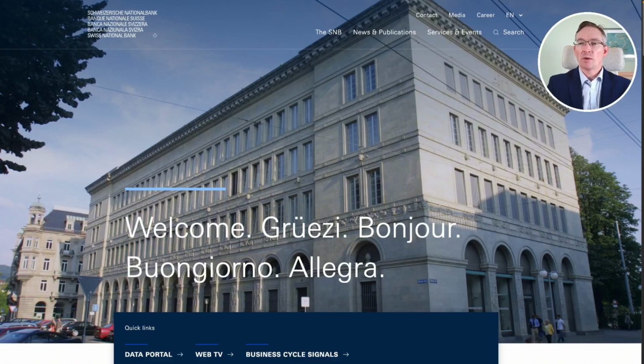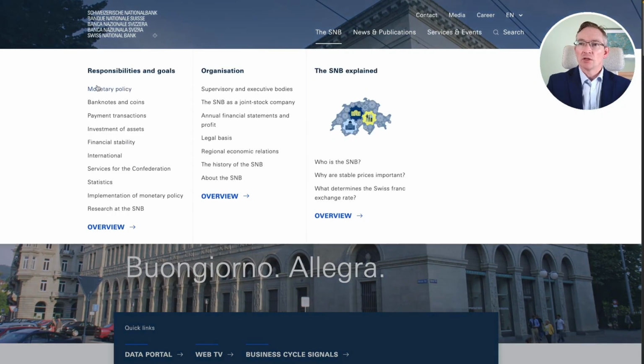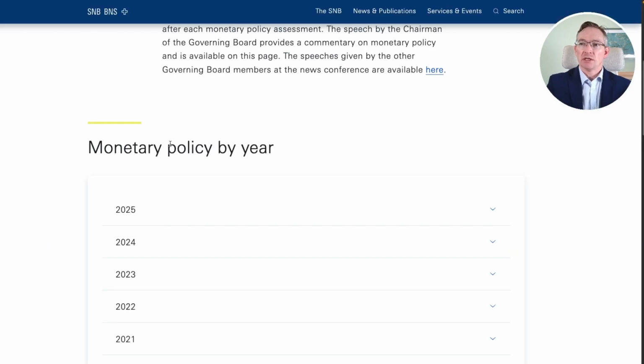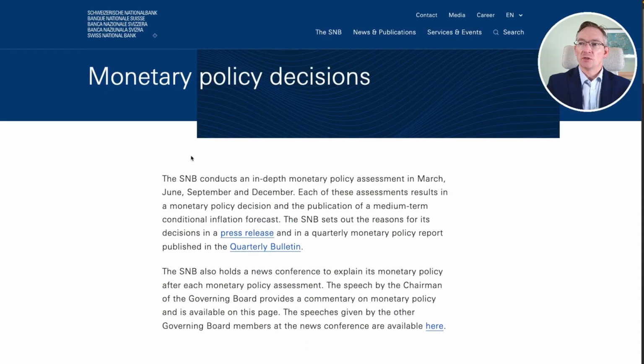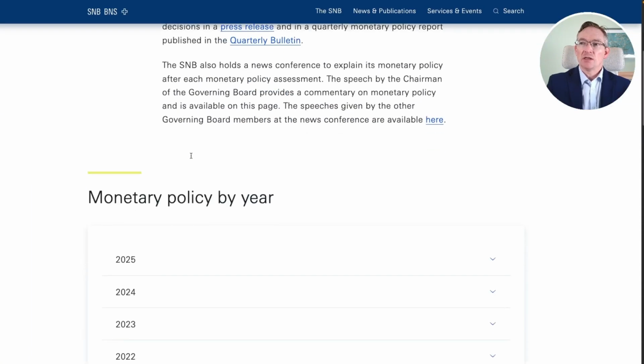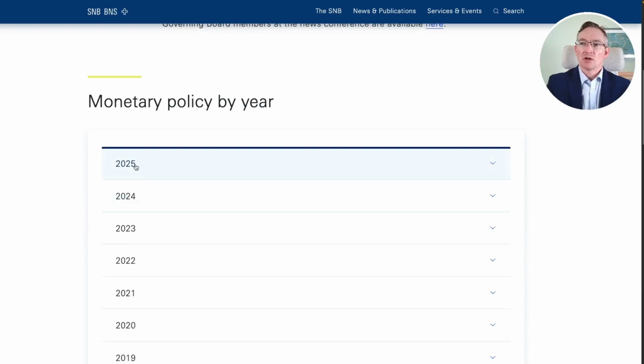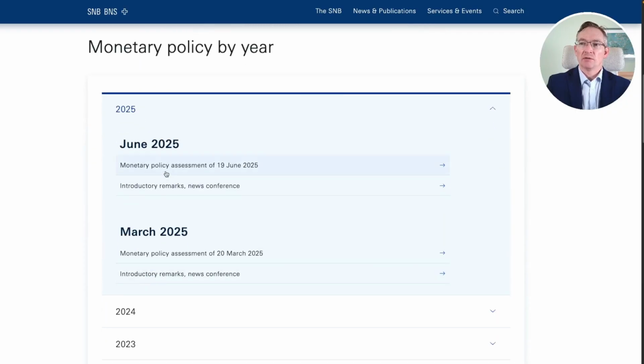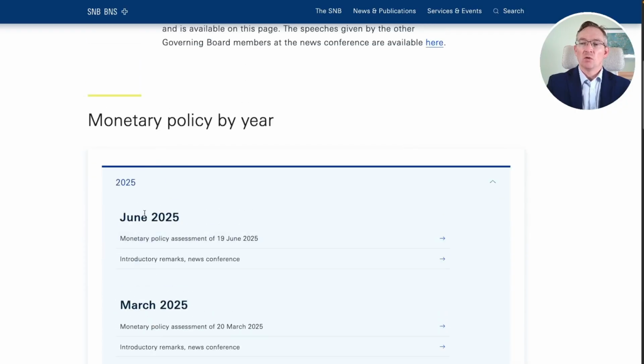The links to the website and the monetary policy aspect of the Swiss National Bank will be in the accompanying PDF. So just notice here, Swiss National Bank, what you're looking for is SNB, and then you're looking to click on monetary policy. Now, that monetary policy comes up to this page, and you can see that the decisions are stacked year by year in order here.